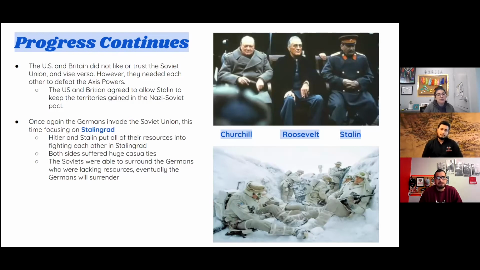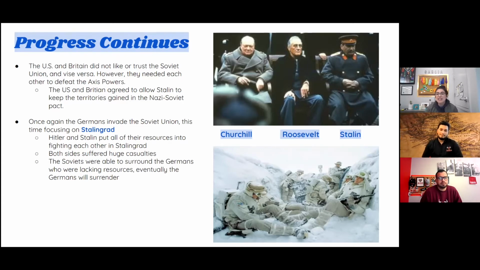Once again, the Germans invade the Soviet Union. This time they're focusing their attention on Stalingrad. So in the beginning, in our previous chats, we noticed that they were attacking Leningrad. Leningrad is northern Russia, and now they are attacking in southern Russia. Hitler and Stalin put all of their resources into fighting each other because just as much as Stalin doesn't like the Americans, he really doesn't like the Germans.